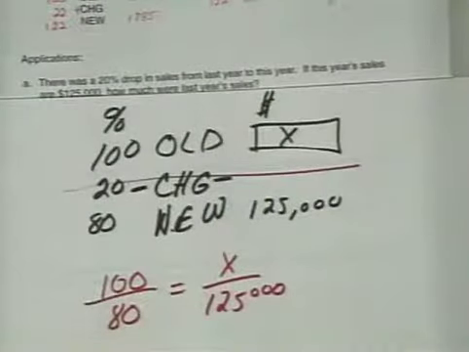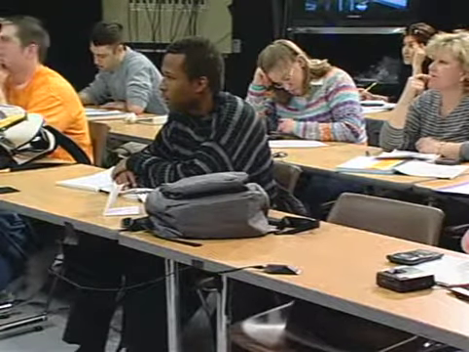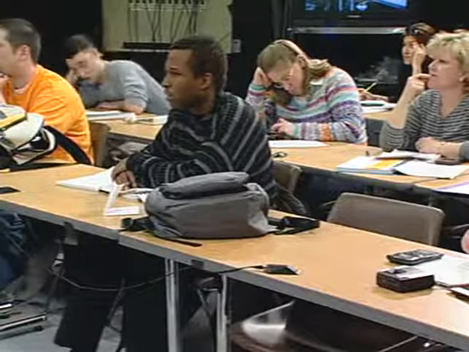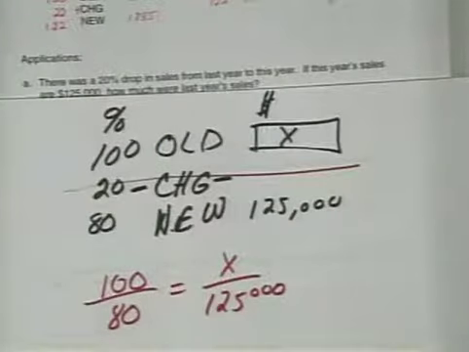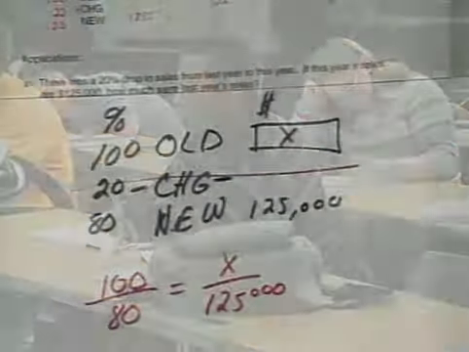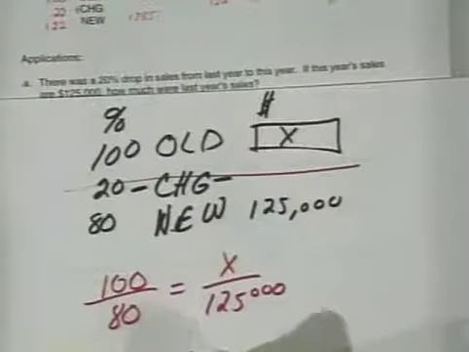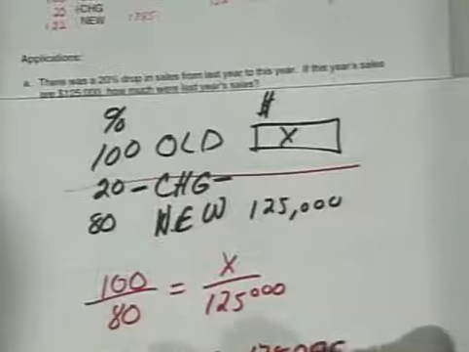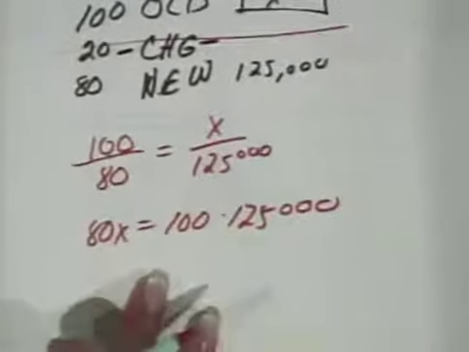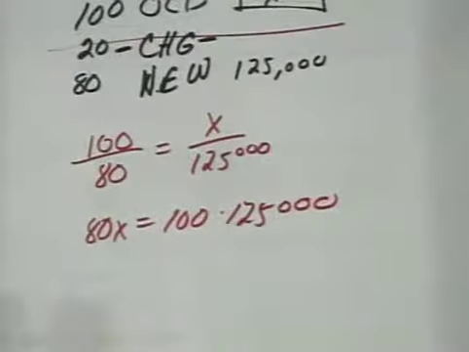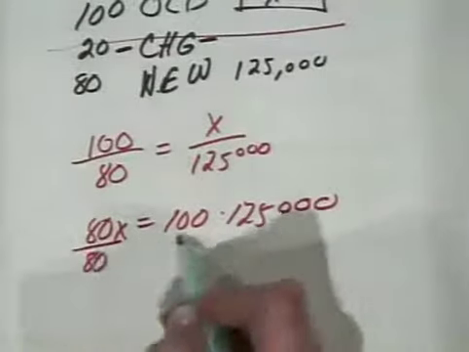Quincy, tell me what we're going to do. I'm asking you because I know you know. We're going to cross multiply. Cross multiply, that's right. And we're going to get 80x equals 112,500,000. And you don't even have to make that calculation. You can just do 80x equals. I know what you're doing, you were going ahead and multiplying out this number. Don't even need to do that, although you're welcome to.